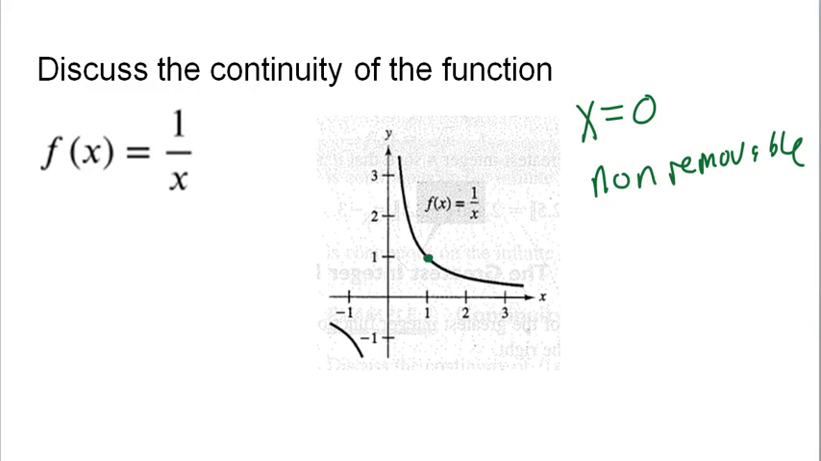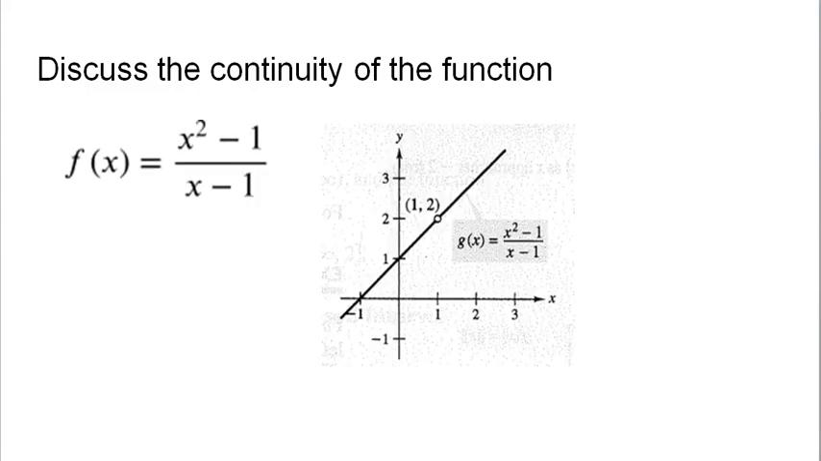Let's just pick a point like 1, for example. Why am I continuous at 1? Because the function exists at 1. The limit exists at 1. And the previous two answers, the function and the limit, both are the same number, 1. So at 1, I am continuous, but I am not continuous at 0 because of a non-removable discontinuity.